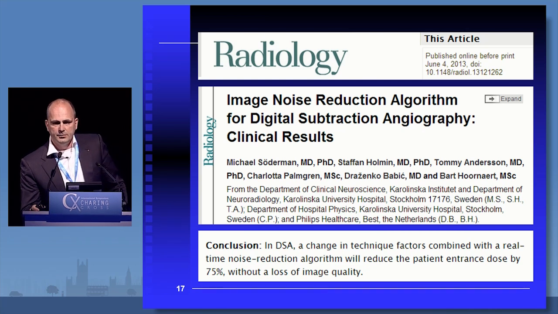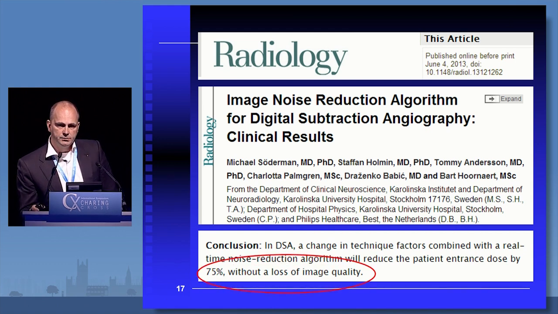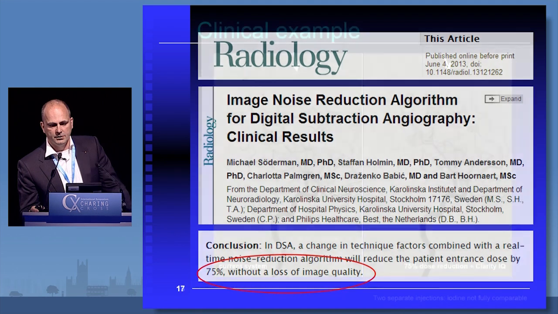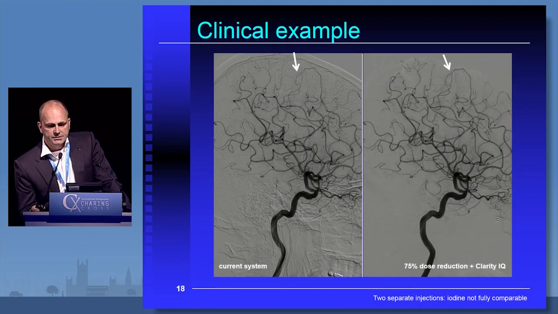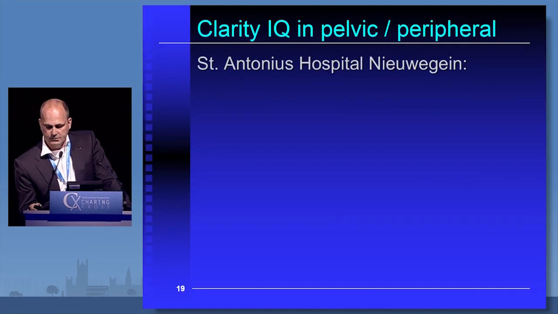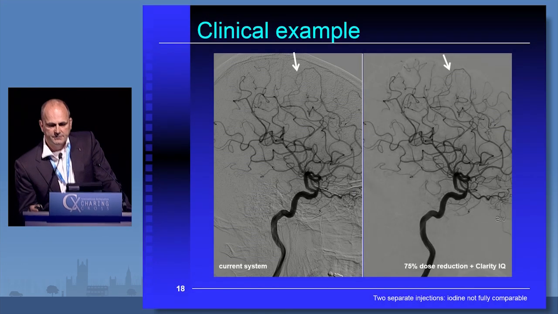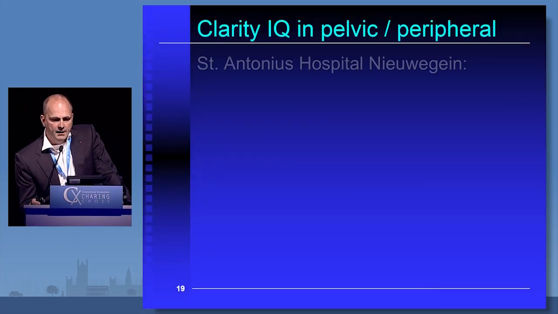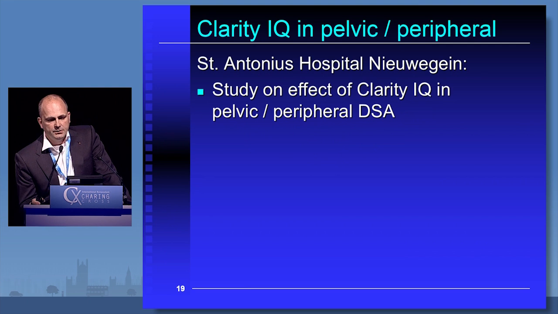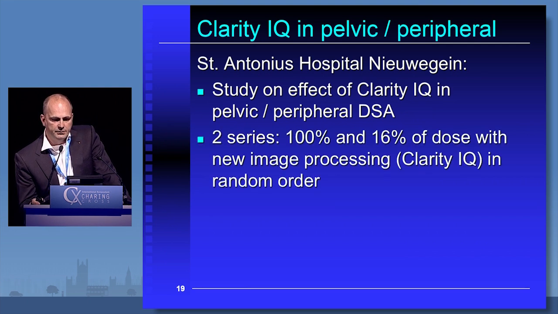One of the first studies performed to show the benefits of dose reduction in interventional neuroradiology came from the Söderman group, and he was able to demonstrate that they were able to perform the same interventions with 75% dose reduction without a single loss of image quality. And here are some examples from this study. On the left you see the current system, and on the right you see the 75% dose reduction. In my hospital, we actually performed a study on the effect of ClarityIQ in pelvic and peripheral digital subtraction angiography.